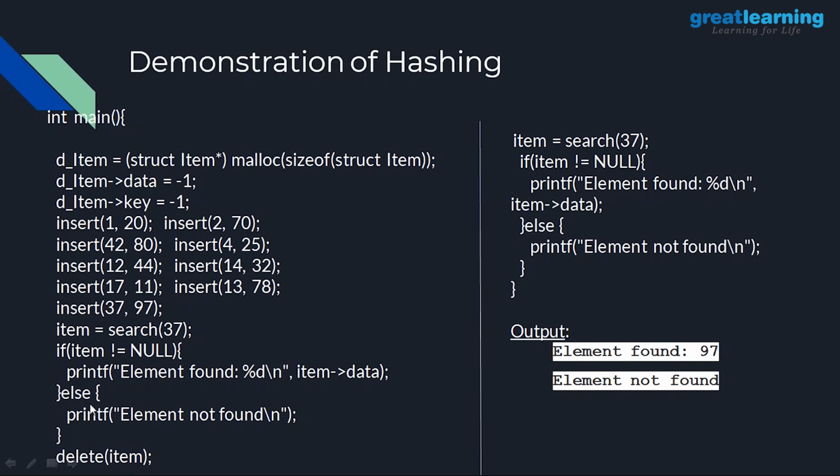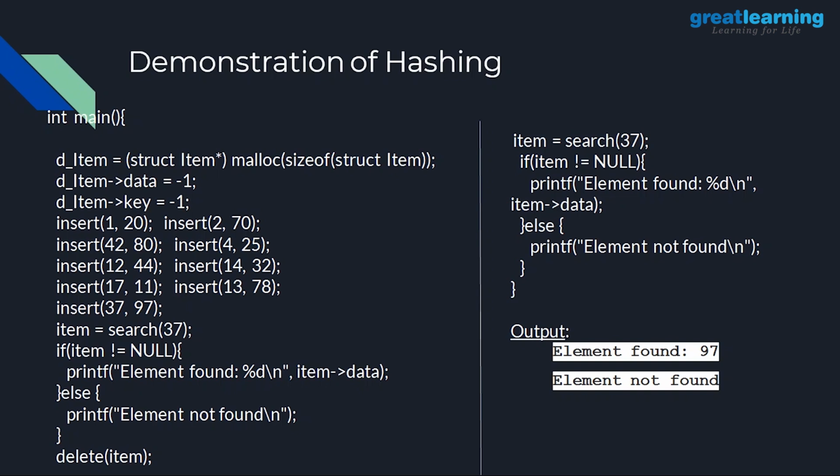Okay, so if we didn't find our element, then what will we print? Element not found. Then we are calling the function delete item. So we are deleting the item. Then we are again searching for 37, right? First we searched for 37, we got the 37 element, we printed it, and then we deleted that item. Then we searched again for it. What will be the result? That element will not be found.